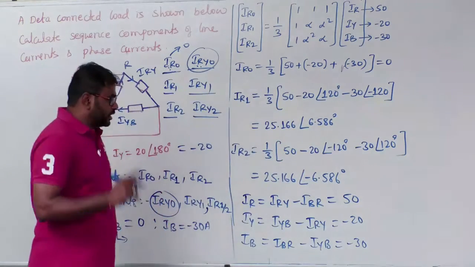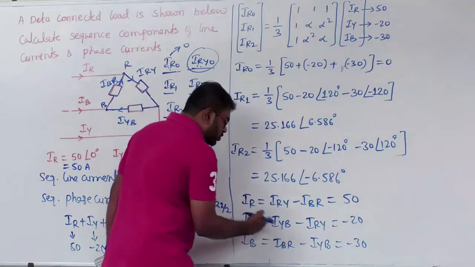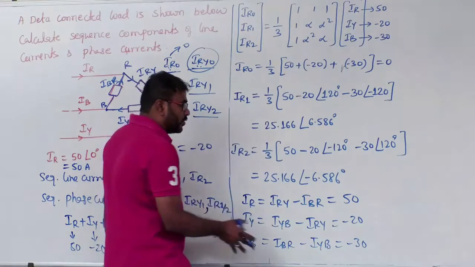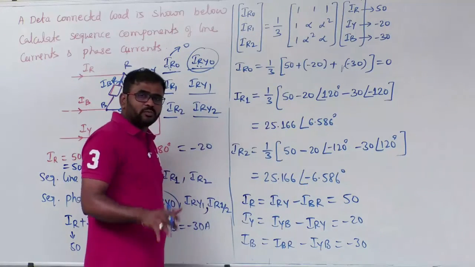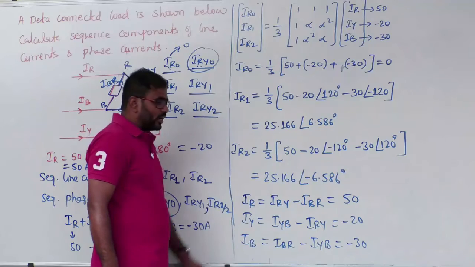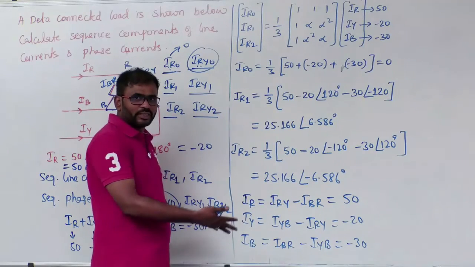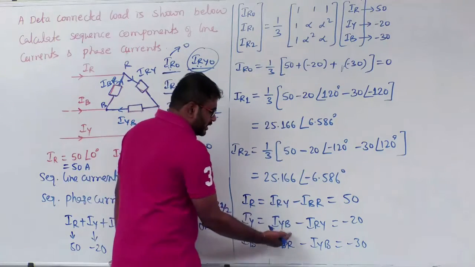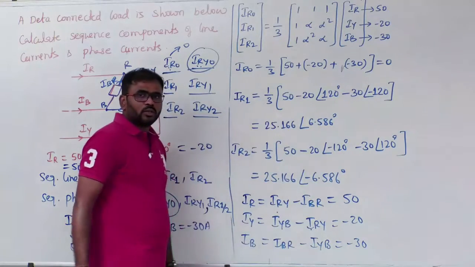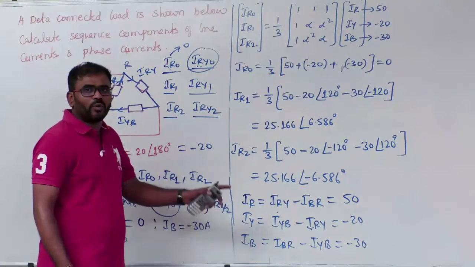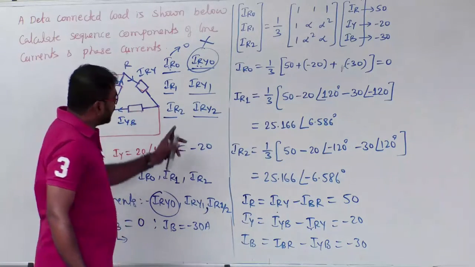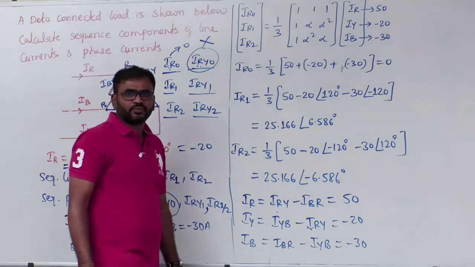But if you really notice, we have three unknowns: IRY, IYB, IBR. But how many equations? Three equations. But strictly speaking, these are two independent equations. One is the dependent equation here. You can check that. So using these three equations, it is impossible to calculate IRY, IYB, IBR. If it is not possible to calculate those, it is not possible to calculate IRY0 here.